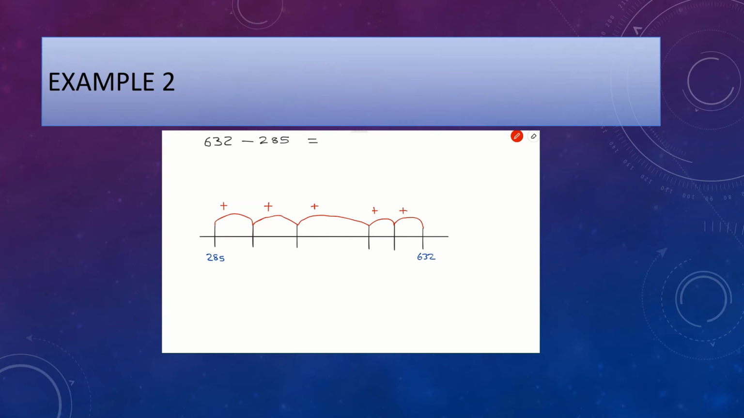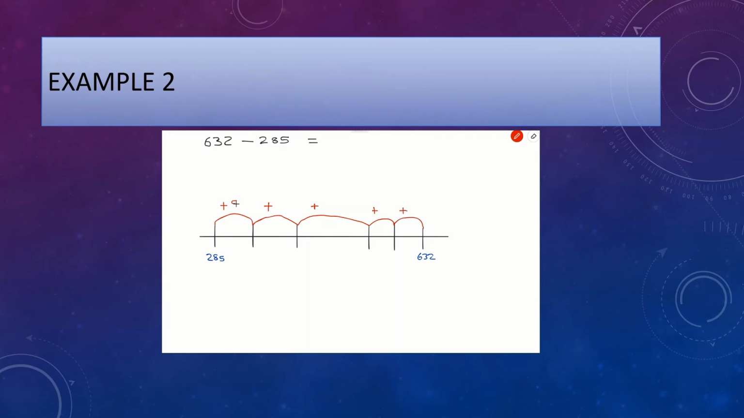Let's take a look at example 2. 632 minus 285. First step is to write the smaller number, in this case 285, at the beginning of the number line, and the bigger number, the 632, at the end of the number line. Second step is to add whole numbers to the smaller number, the 285, until we reach the bigger number, 632.